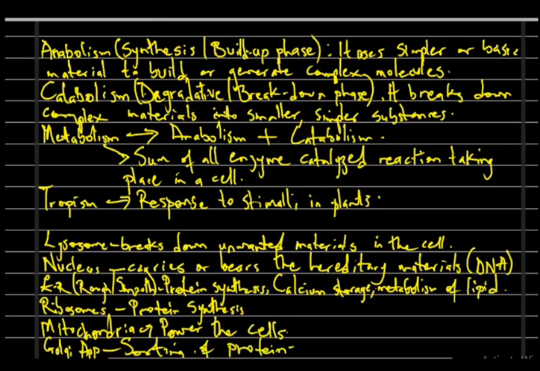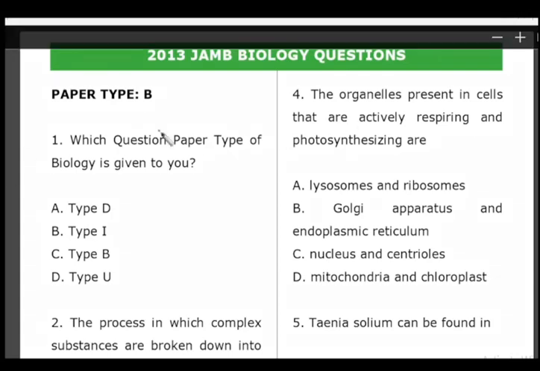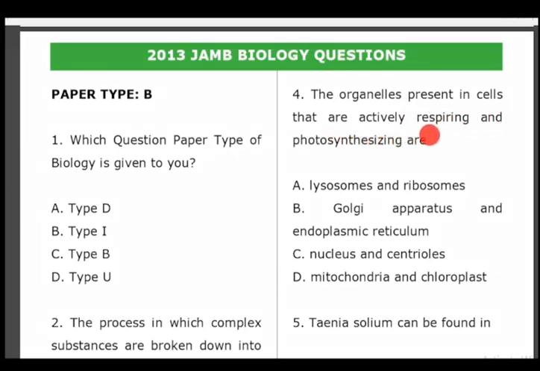But looking at our question here, it says that the organelles present in cells that are actively respiring and photosynthesizing are, looking at the one that photosynthesizes. Since we are talking about photosynthesis, it is talking about plant cells, because it is only plants that have the ability to photosynthesize. So talking about plant cell, it is only the chloroplast that can photosynthesize. So option D. And then respiration here is talking about the ability of an organism to carry out respiration. And so that is option D, which is mitochondria and then chloroplast. So our answer to question 4 is option D.